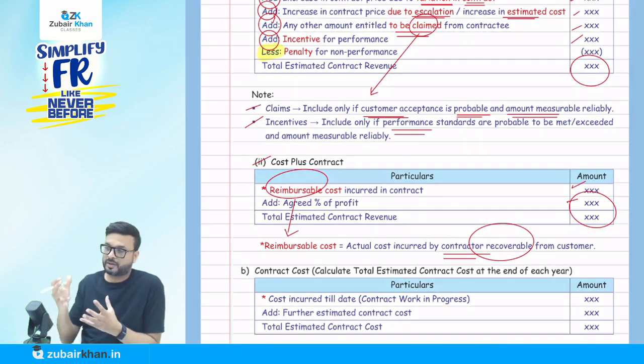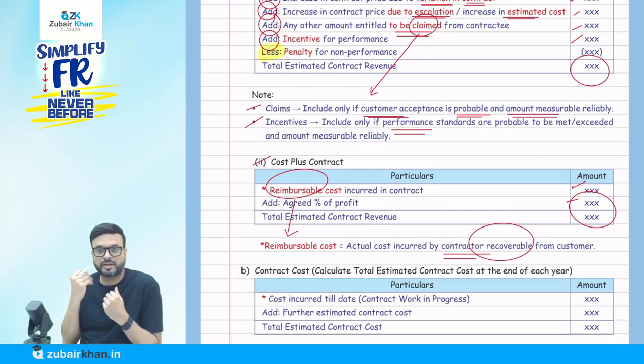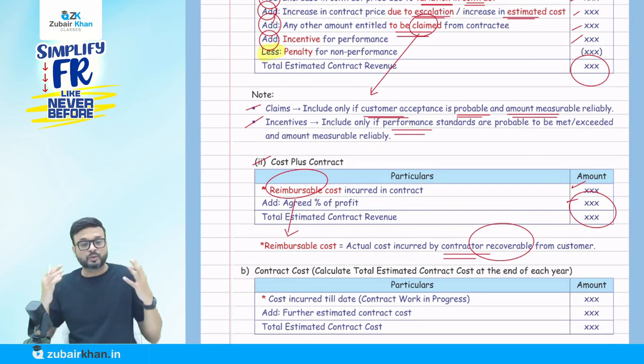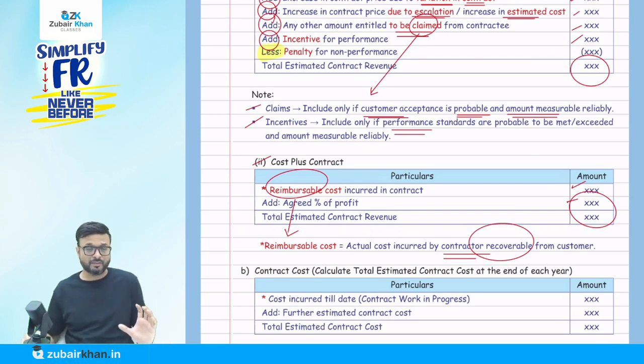It's the cost plus contract. The cost I have incurred that is recoverable from you, I will add the pre-decided percentage, and whatever amount comes, that I will recover from you. That is the revenue for me. So this is about the revenue. But when we talk about the recognition, I will come to the recognition part, but we need a revenue and the cost.